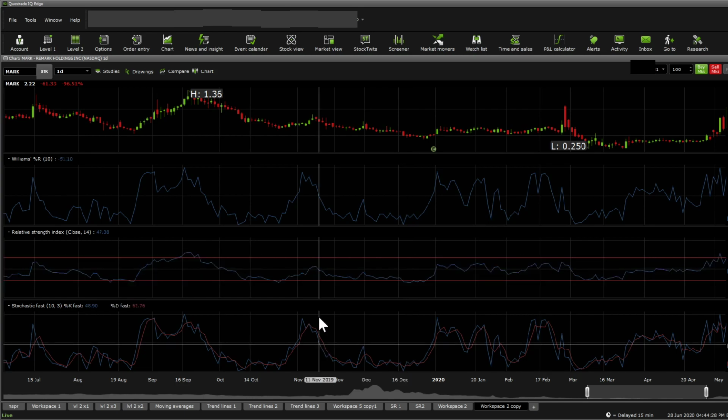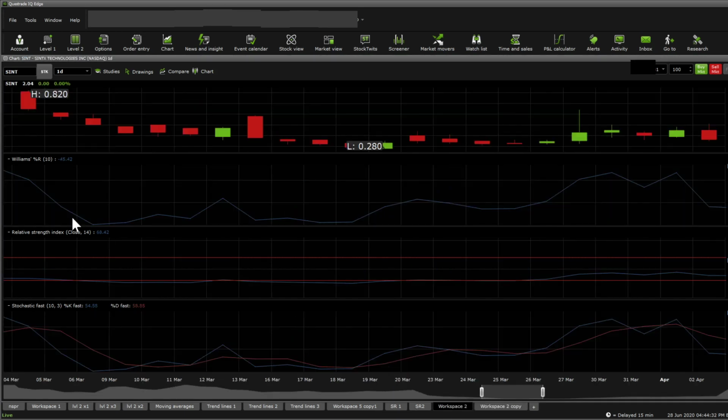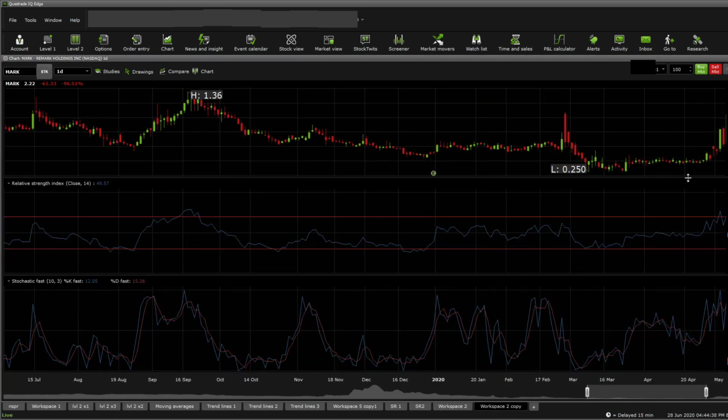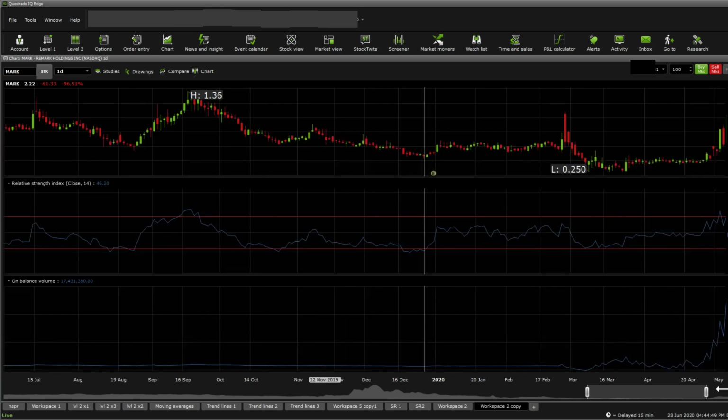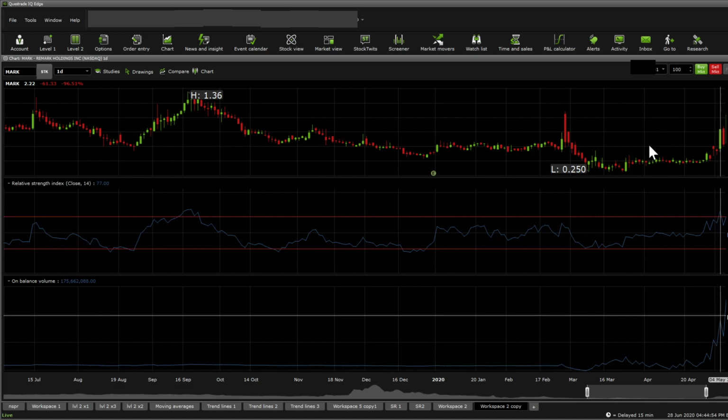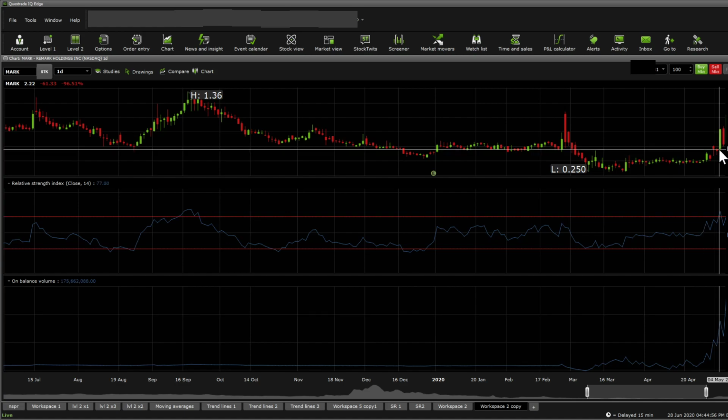Now another leading indicator is called OBV, On Balance Volume. I'm just going to add it to one more chart, and I'm going to delete the Williams %R and the stochastic just to simplify things. On Balance Volume has a bit of a different formula. It works just in terms of the volume of the stock rather than the price point.